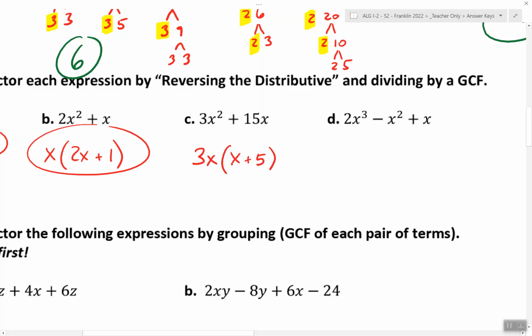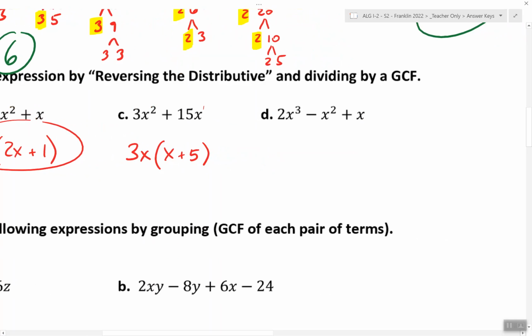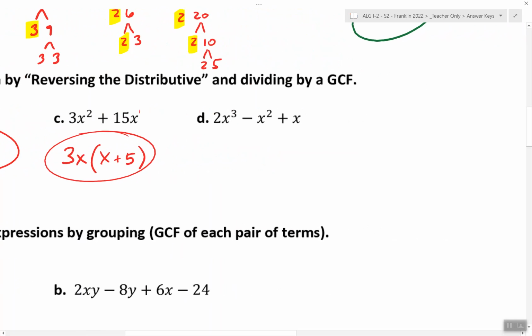3x is the GCF here. Between 3 and 15, 3 is the biggest number we can divide both of those by. They both have an x, and 1 is the smallest exponent present, so that's why 3x is the GCF. And then just divide each term by 3x, and you end up with x plus 5. Let's try the next one.